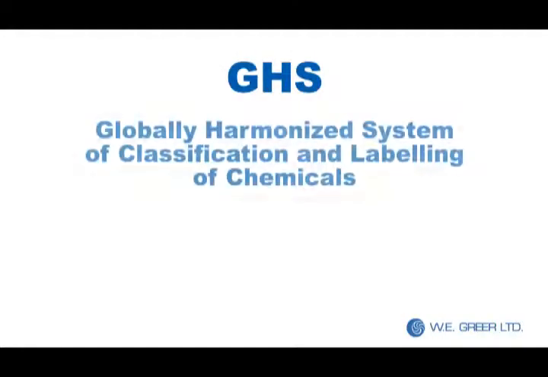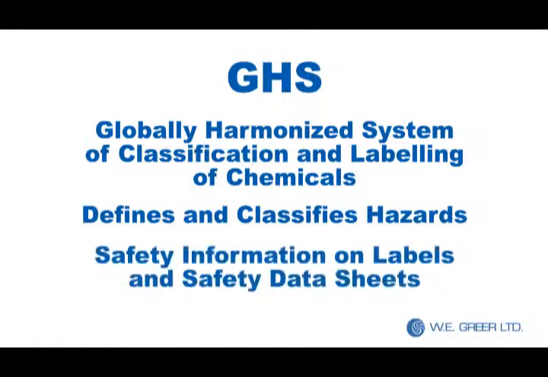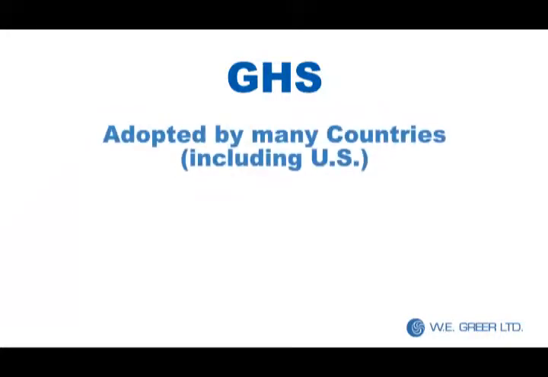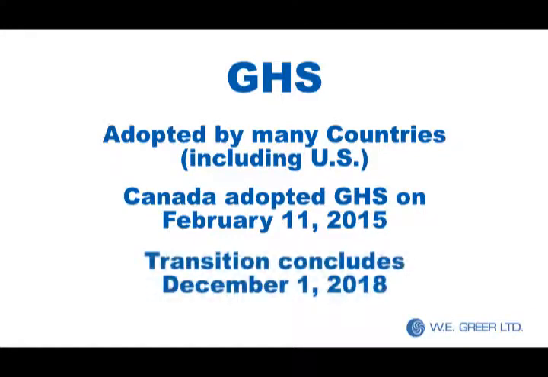As mentioned before, WHMIS 2015 incorporates the Globally Harmonized System, or GHS. The GHS defines and classifies chemical hazards and provides health and safety information on labels and safety data sheets. The GHS has been adopted by many countries around the world. Canada adopted the GHS on February the 11th, 2015, and the new system is currently in a transition phase which concludes on December 1st, 2018.